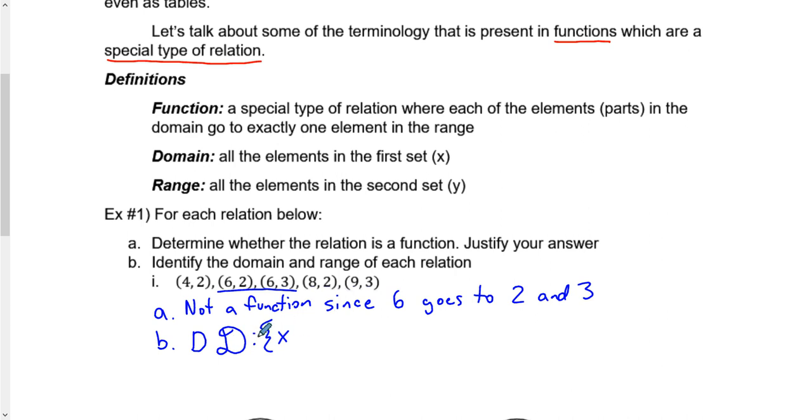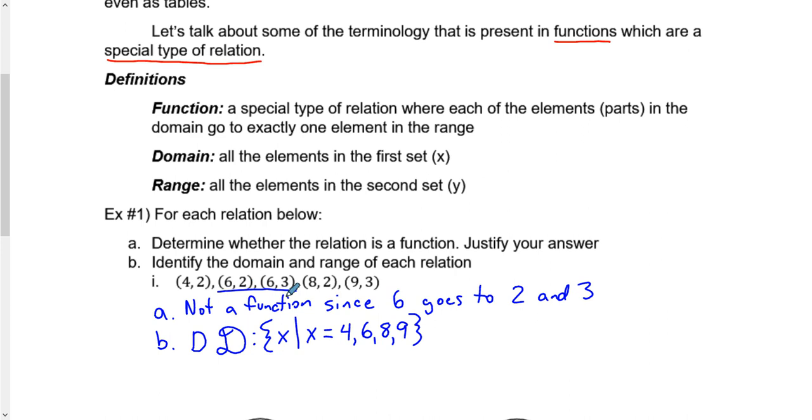Our domain uses our x's. We write a little bar. All that means is such that. All of our x's in here, we're just going to list them, because these are actual elements. When we talk about functions and graphs, we'll talk about how this next part changes. But for right now, all we have to worry about is that we're talking about our x's, and our x's are going to equal some certain numbers. That's 4, 6, 8, and 9. That's it. Our domain is all our x's that are 4, 6, 8, and 9.